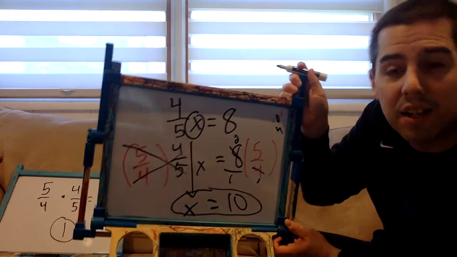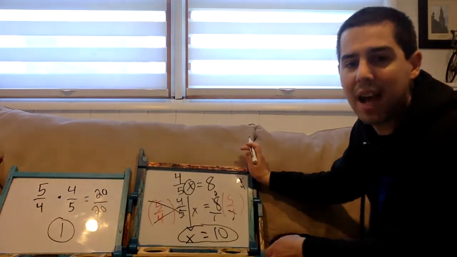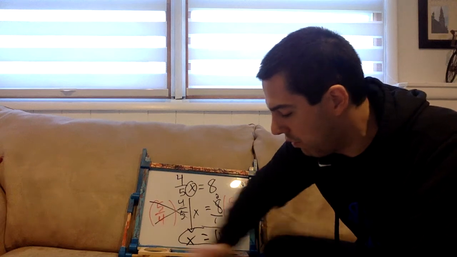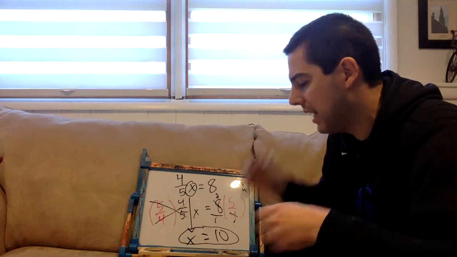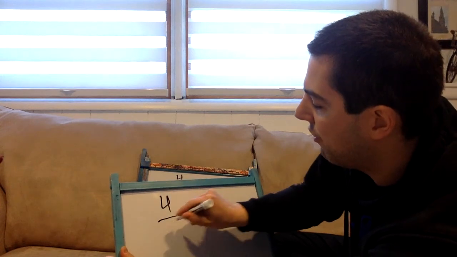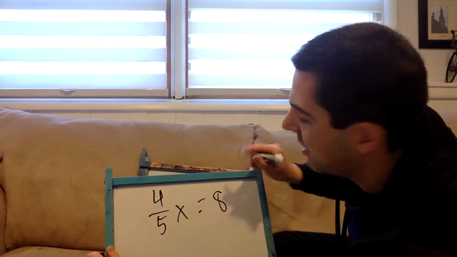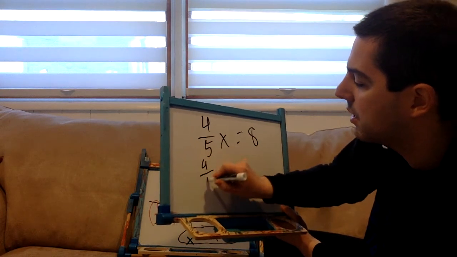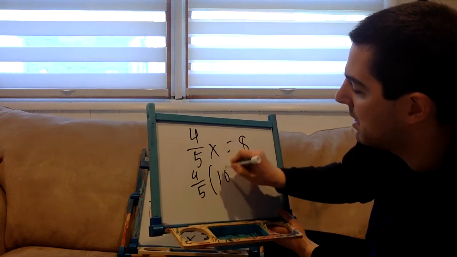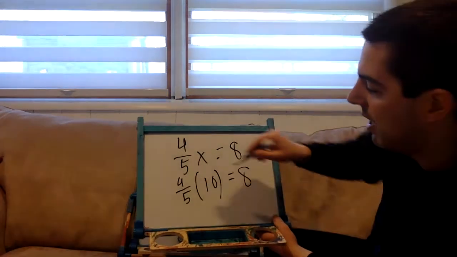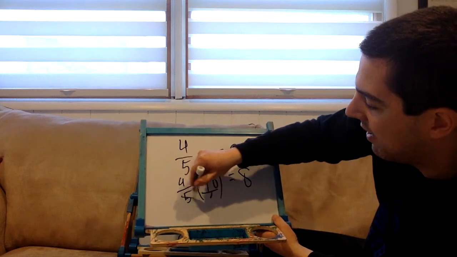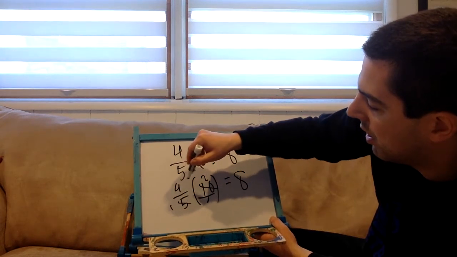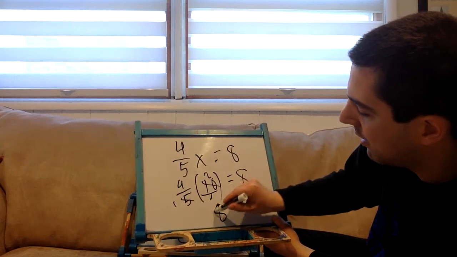If I wanted to check it, you do not have to check for today's assignment, but just in case, to prove that this worked, I'm going to rewrite my original algebraic equation, my one-step, 4/5 x equals 8. I'm going to substitute for my solution, so 4/5 times 10 equals 8. And if I do my cross simplifying again, 5 and 10 can both be divided by 5. That becomes a 1. That becomes a 2. 4 times 2 is 8.